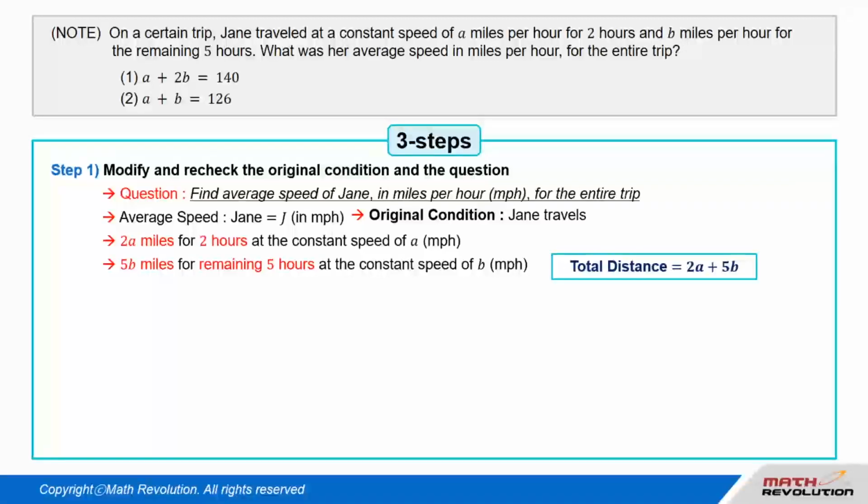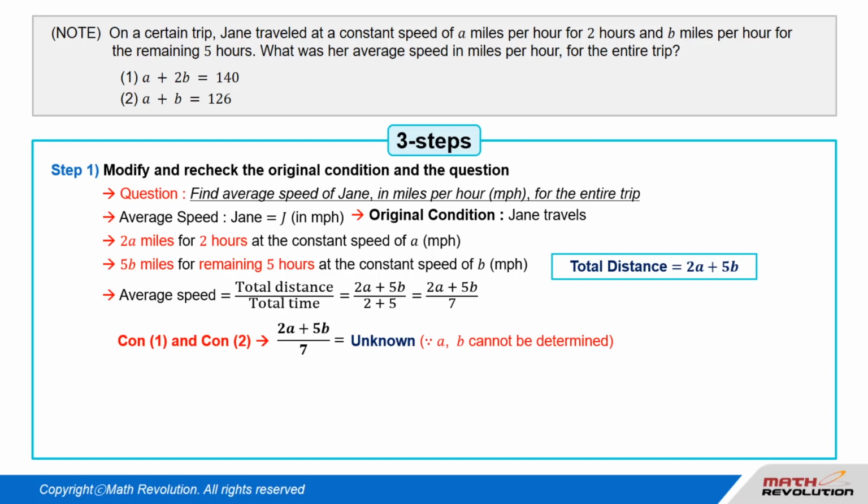The original condition gives us total distance as 2 times A plus 5 times B in 7 hours. Since Jane travels A miles per hour for 2 hours and B miles per hour for the remaining 5 hours, therefore, Jane's average speed is (2A + 5B) over (2 + 5), which equals (2A + 5B) over 7, according to the solution to this question as shown before.